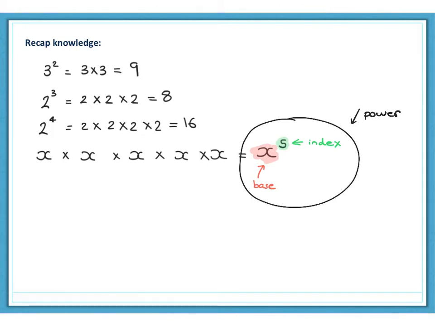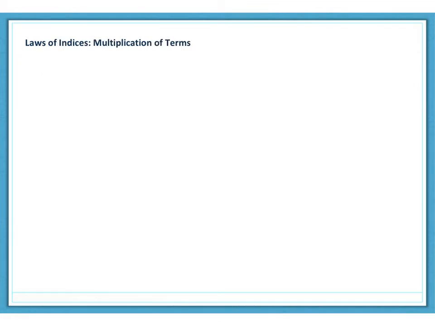Now, the plural of index is indices. And that's why this topic is called indices. It means that we'll be doing some work recapping ideas involving powers. So last year you will have looked at some of the laws of indices, starting with the multiplication of terms involving indices. So let's look at an example, see if we can remind ourselves of this.